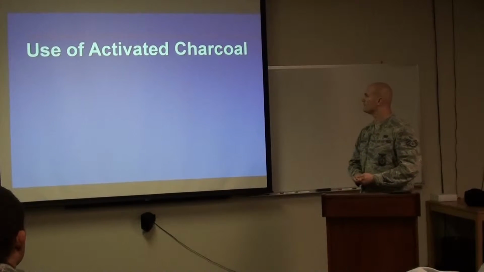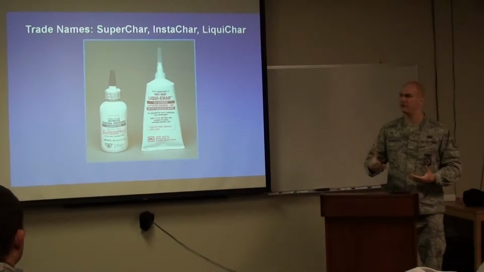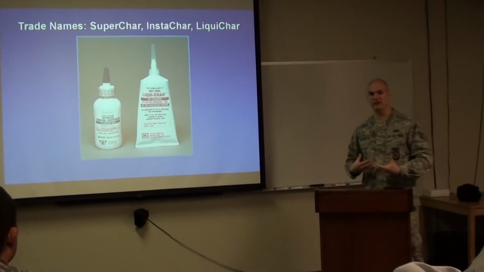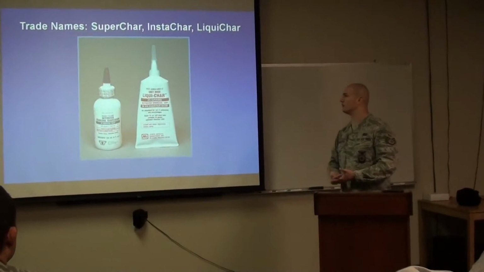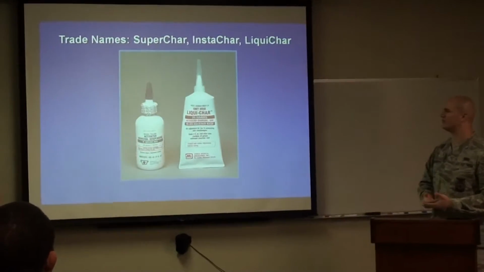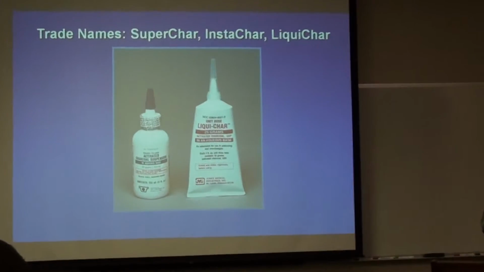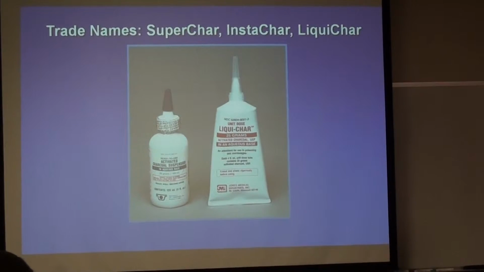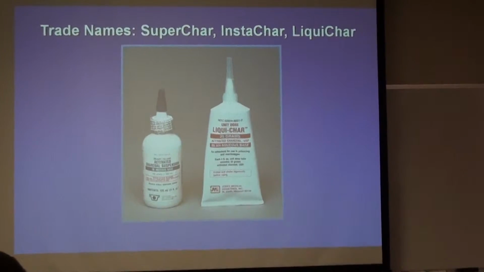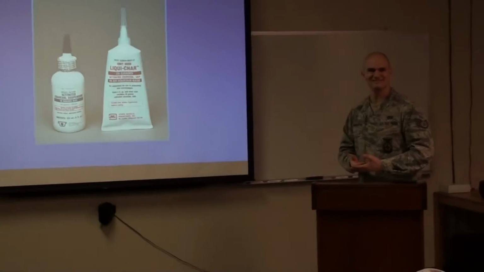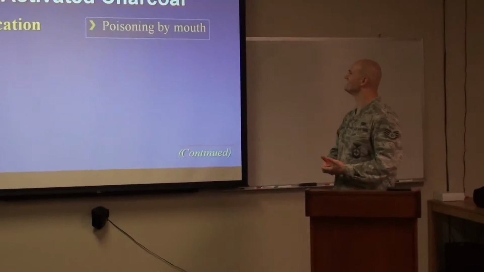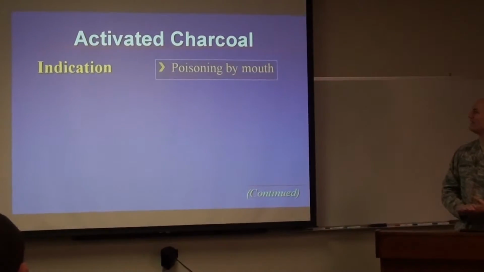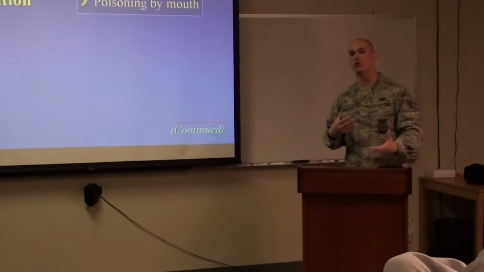Activated charcoal is going to cause the patient to throw up and get whatever's inside of them out. And this is the typical forms that it's going to come in. It has different types of names to get people more familiar with them and have more common ground on what the terminology is in this type of agent used to extract ingested poisons. Activated charcoal, its indication is poison by mouth. That's when you know you want to use it.